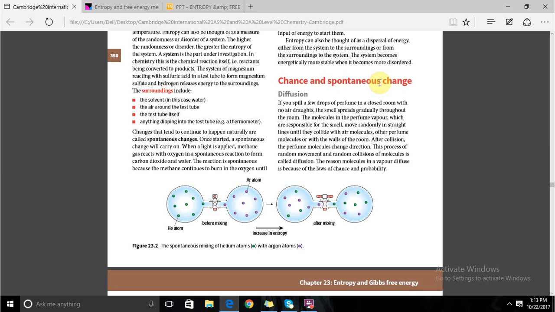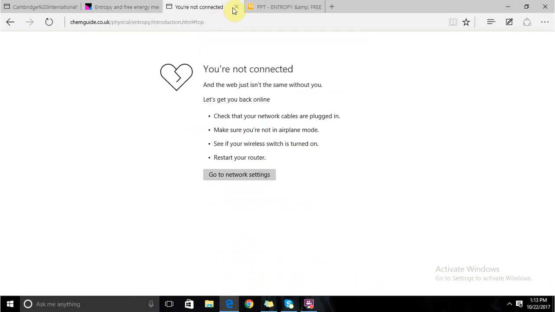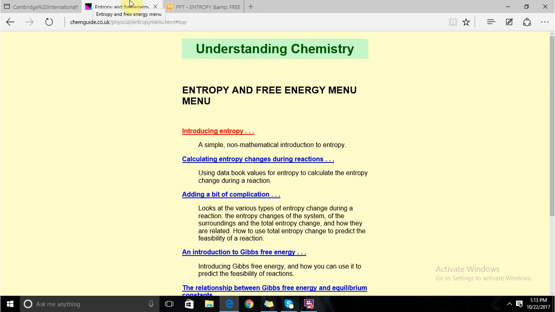And on the Chem Guide page, there's actually a pretty interesting use of analogy to explain all of this. But we won't deal with this now. We'll deal with this later.